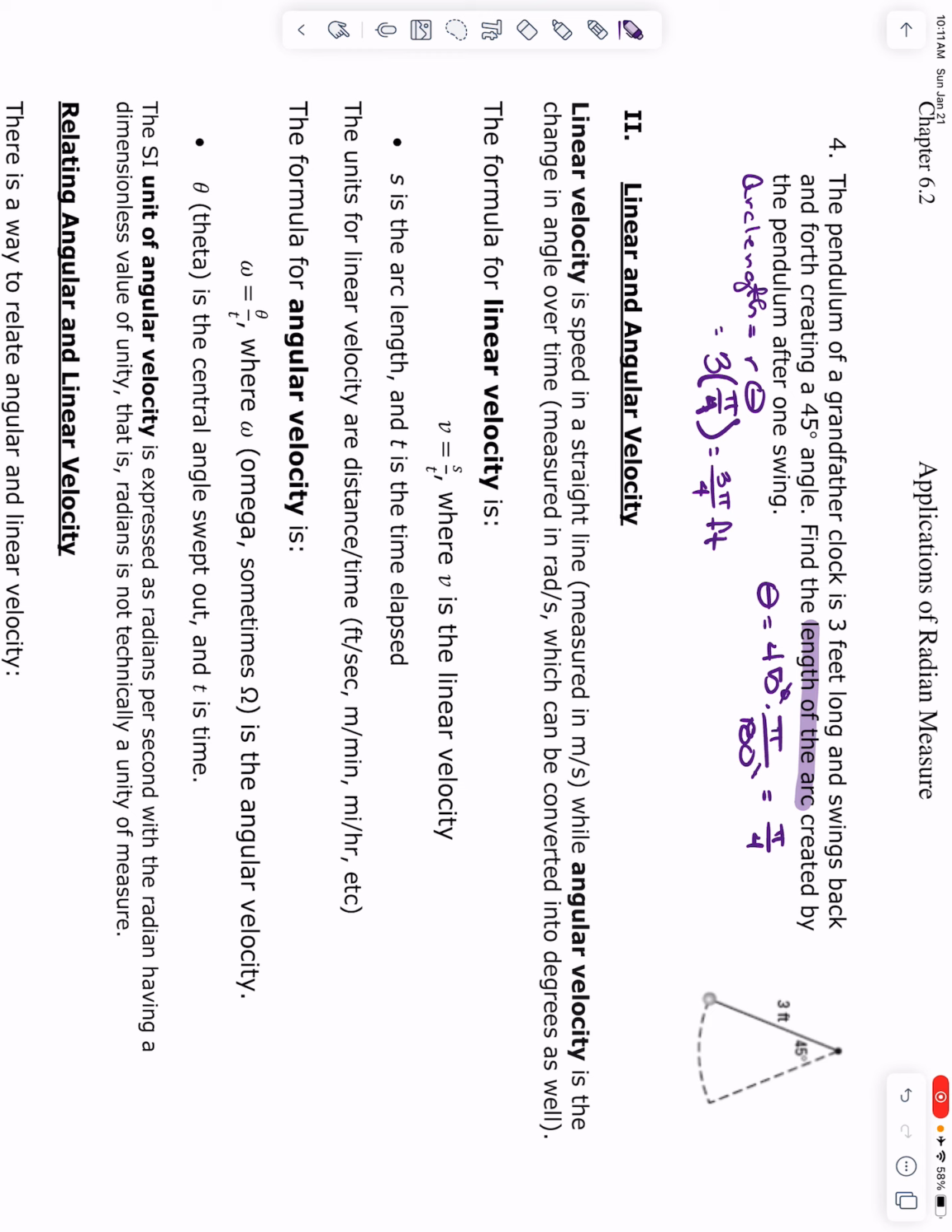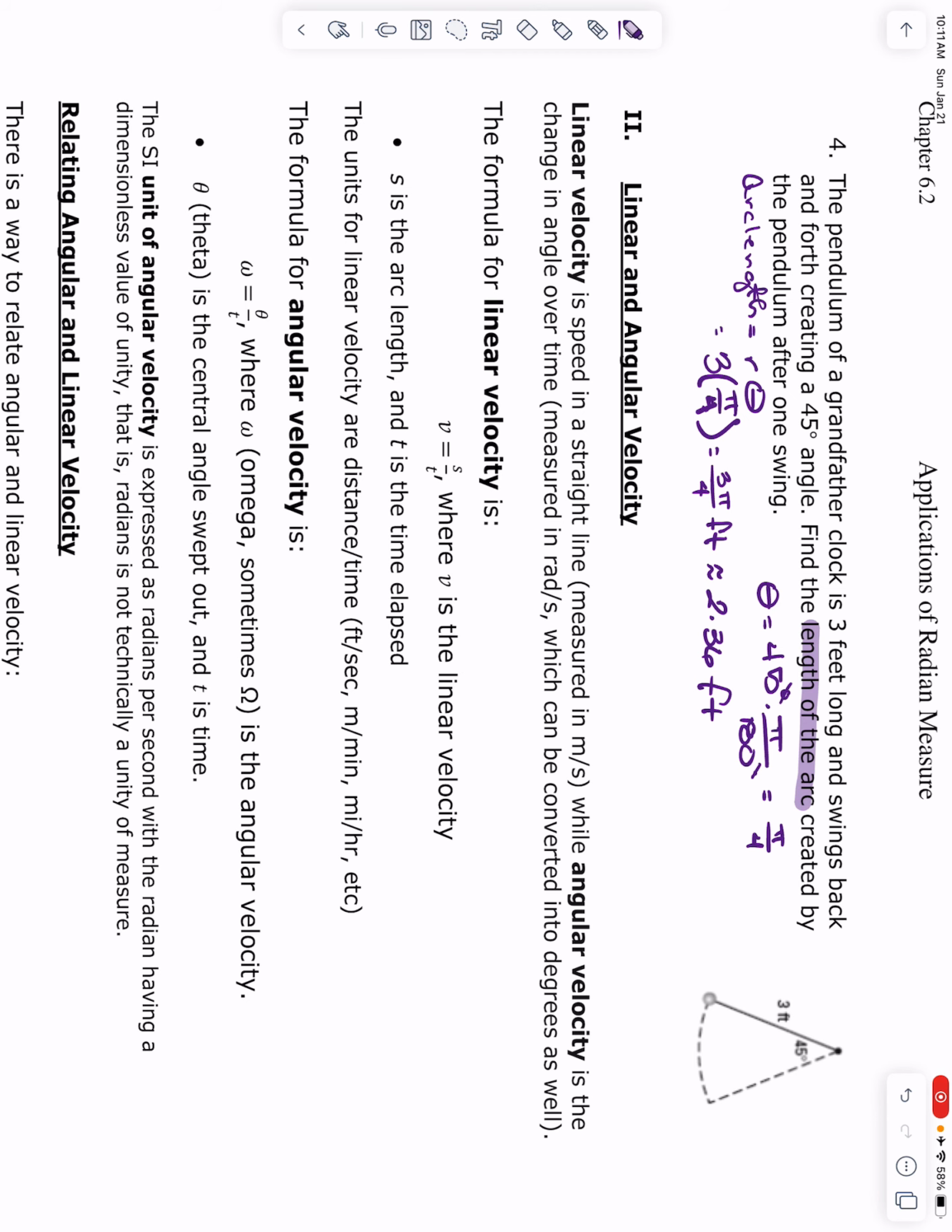Now, if somebody were to ask me how far this pendulum swings, I would definitely not use 3 pi over 4. That is not going to make sense to a whole lot of people. So I am going to go ahead and multiply this out. Notice the squiggles, because I do end up rounding to 2 places, so this is an approximate, but approximately 2.36 feet is the length of the arc created by the pendulum after one swing.